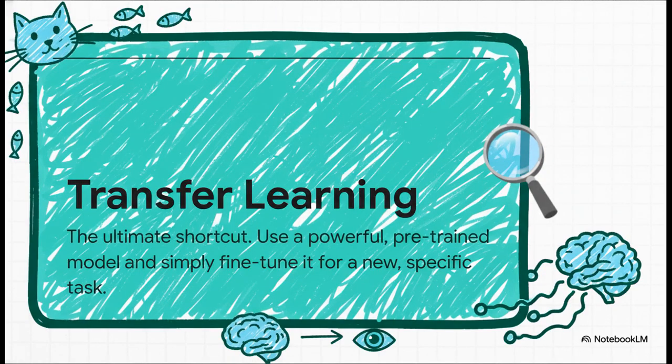Think about it. Why would you teach a brand new model what an edge or a curve or a texture looks like from scratch when these huge models, trained by giant research labs, have already learned those fundamental visual features from looking at millions of images? So transfer learning is the ultimate shortcut. We take one of these expert, pre-trained models, and we just retrain the very last couple of layers for our specific task. We're not teaching from scratch. We're giving an expert a new specialty.